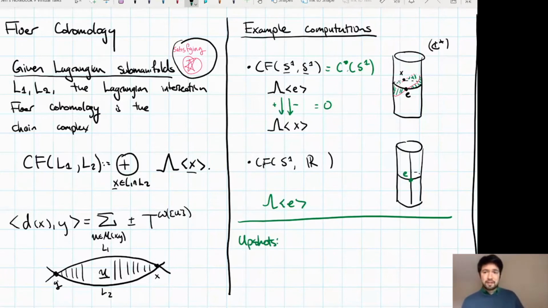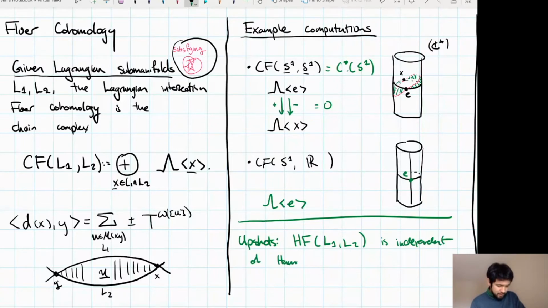Okay. So what are the upshots of using Lagrangian intersection Floer cohomology? Well, the upshot is that the homology of this theory for L1, L2 is independent of Hamiltonian isotopy. So if I replace L1 and L2 with things which are Hamiltonian isotopic to them, I get the same thing.